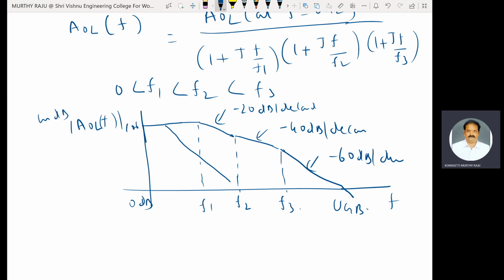Instead of these 3 decades, we use only 1 decade, that is minus 20 dB per decade, up to this one here. This is the compensation technique. Compensation technique is used so that instead of 3 reductions of gain, only 1 reduction of gain is considered, minus 20 dB per decade.